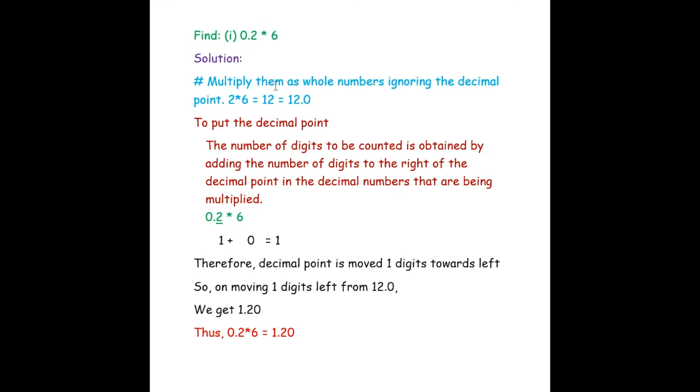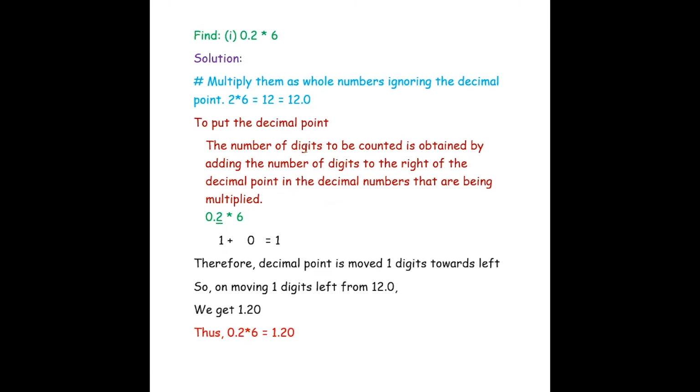So solution. First step, we have to ignore the decimal point and multiply the two numbers as whole numbers. If you ignore the decimal point, 0.2 will become 2. So 2 into 6 is 12. Now we have to represent this 12 as a decimal number without changing its value. So we can write it as 12.0.